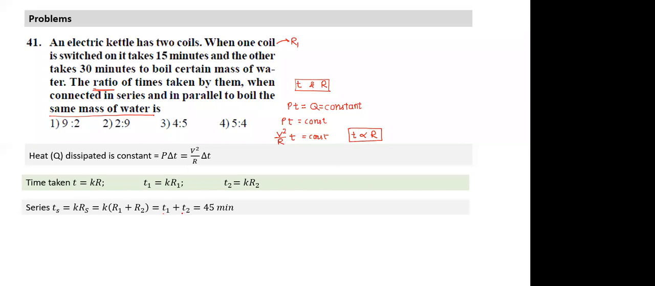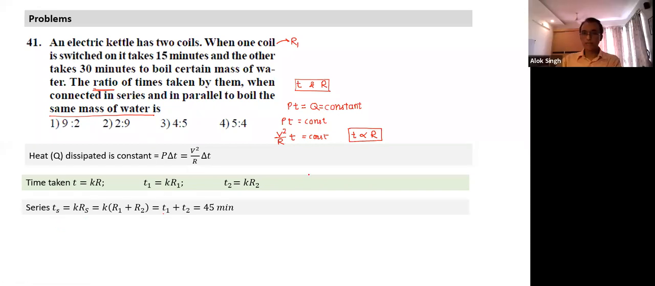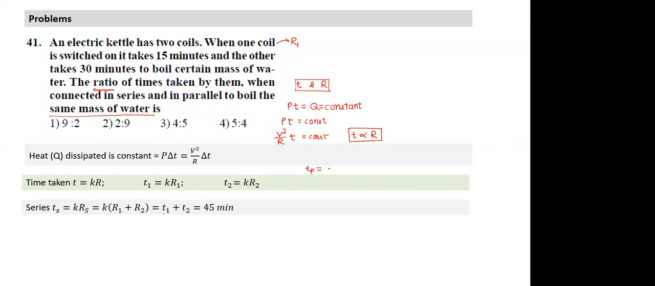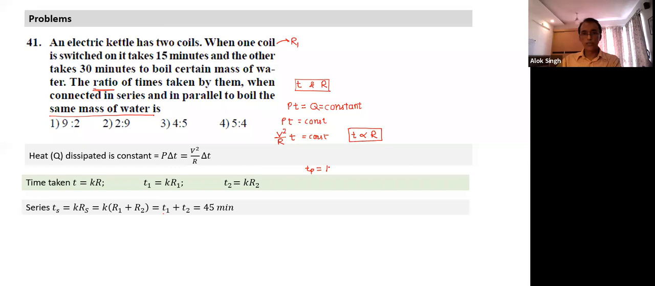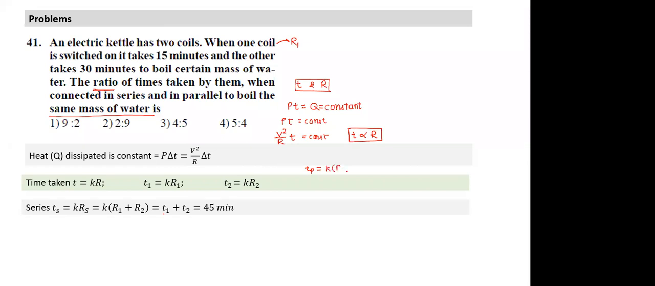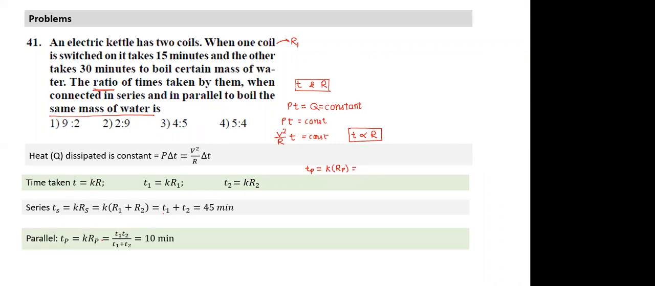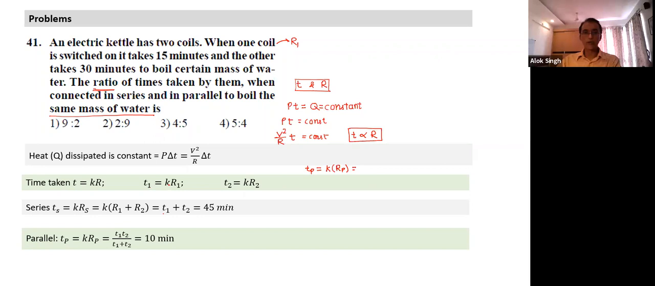Yes, sir. Similarly, can you tell me what TP will be equal to, Pranav? What does TP imply here? Time in parallel. What would that be proportional to? K times R1 R2 by R1 plus R2. Perfect. That's what we need to do. And when we write R1 and R2 in terms of T1 and T2, it comes to T1 T2 by T1 plus T2. Those are the two equations given.